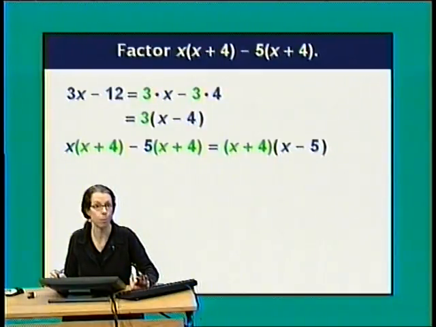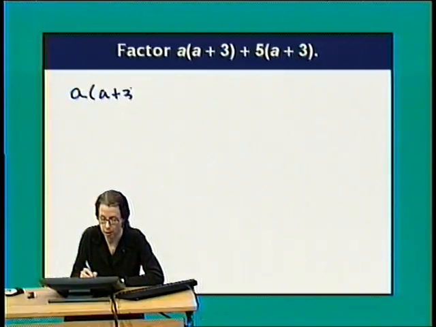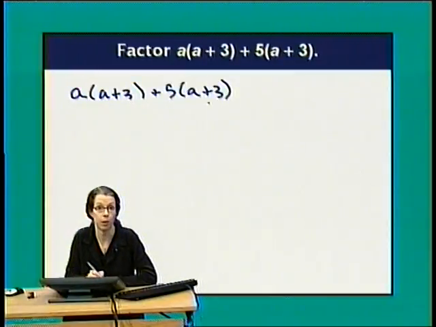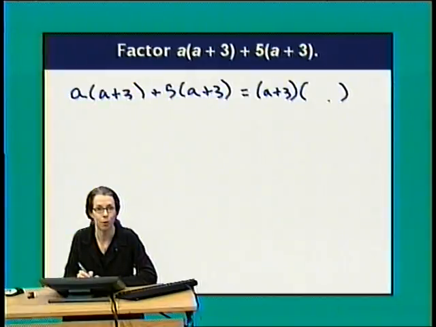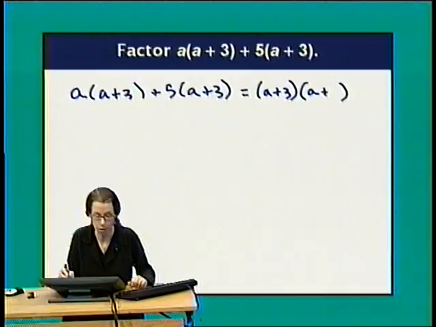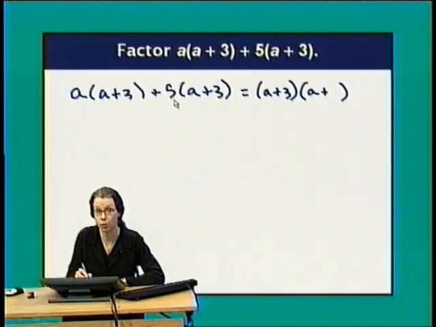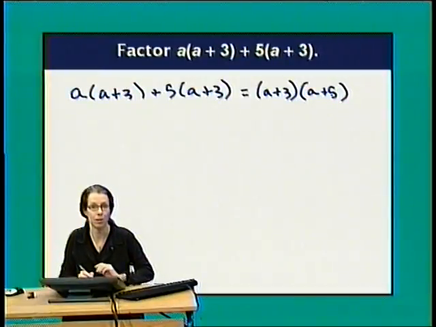Let's try that in another example. Same type of thing. I have a times the binomial a plus 3 plus 5 times the binomial a plus 3. Both terms have a common binomial factor, a plus 3. I can factor that out. Then I ask myself, what am I left with? Well, from the first term, I'm left with a factor of a. From the second term, I'm left with a factor of 5. So that unusual looking expression factors into a plus 3 times a plus 5.